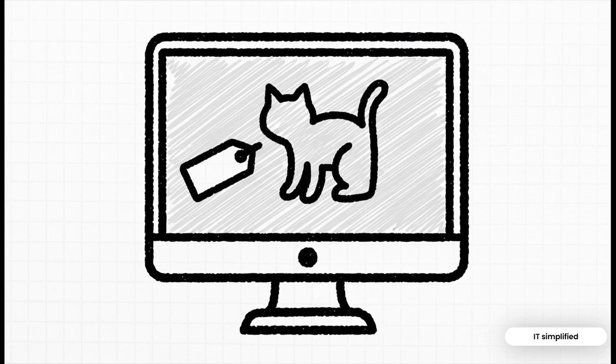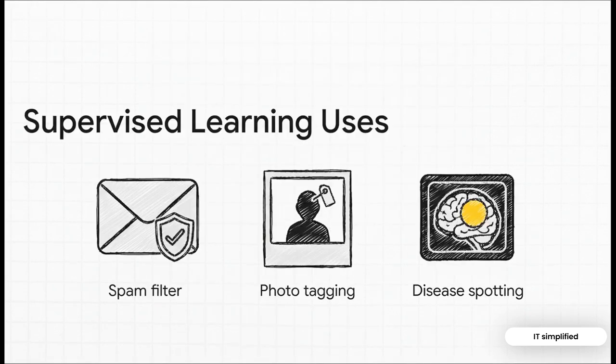Eventually, it starts to figure out the patterns that make something a cat all by itself. And you use this stuff every single day. That spam filter in your email? That's supervised learning. When your phone recognizes your friends in photos? Supervised learning. Even incredibly important things like systems that help doctors find tumors in medical scans? Yep, that's supervised learning too.